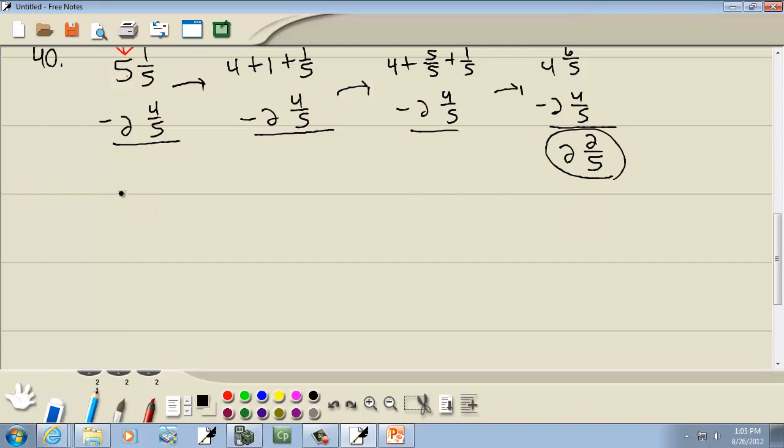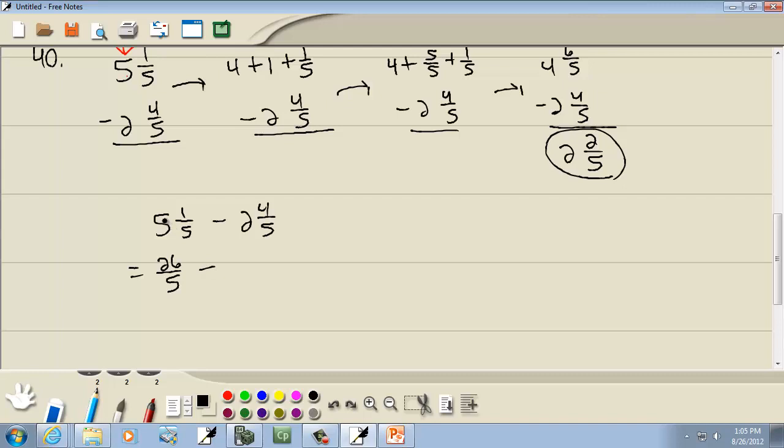Okay, now let's look at another way of doing that. We got 5 1/5 minus 2 4/5. What we can do is change these to improper fraction form. And how you do that is for 5 1/5 here, you take the number out in front, 5, and multiply it times the denominator. 5 times 5 is 25, and you add the number on top, which is 1. So that'd give us 26. So this would be 26, and then your denominator stays 5.